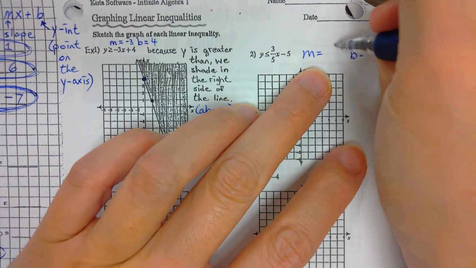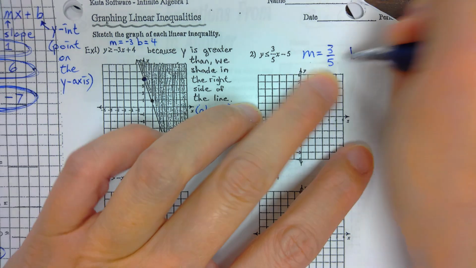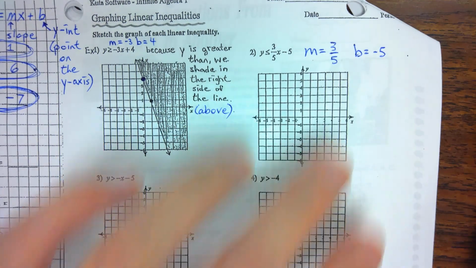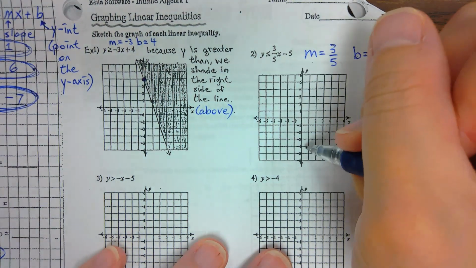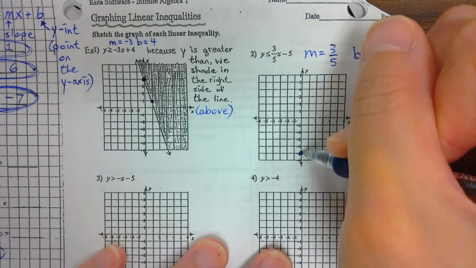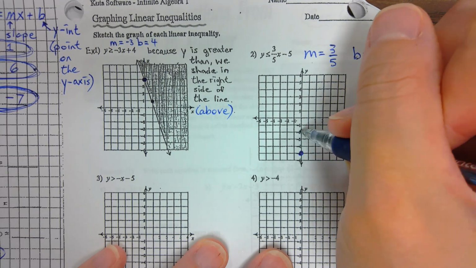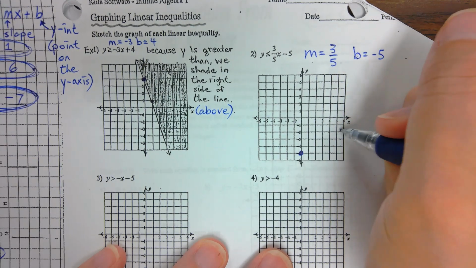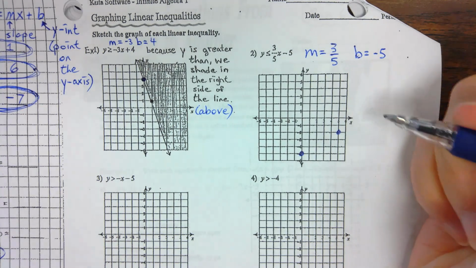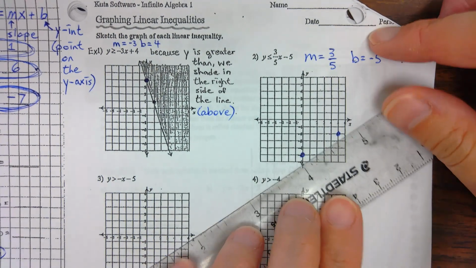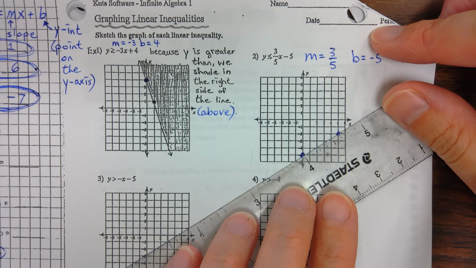M is 3 over 5, and b is negative 5. Perfect. So what do I plot first? Negative 5. Good, on my y-axis. The slope is rise over run, so you go up by 3 and then go to the right by 5. Awesome. See how fast it is once you get the hang of it? Graphing a line should take you 30 seconds.